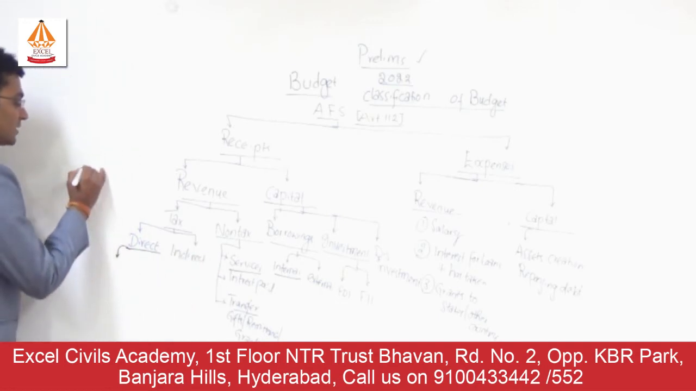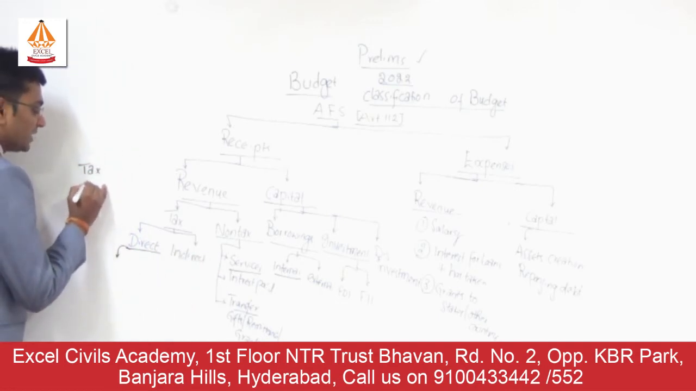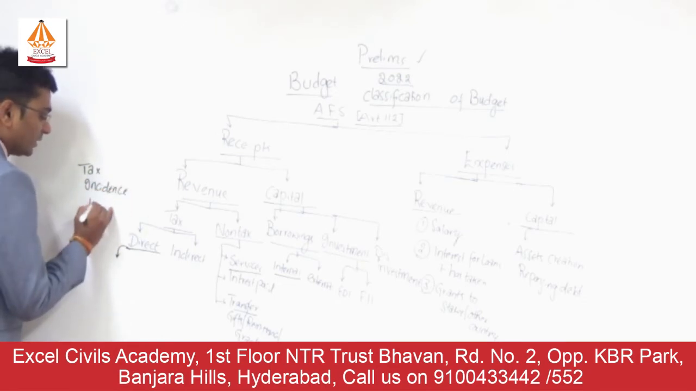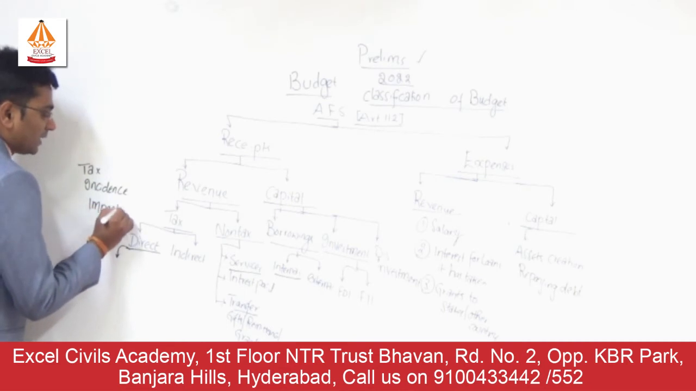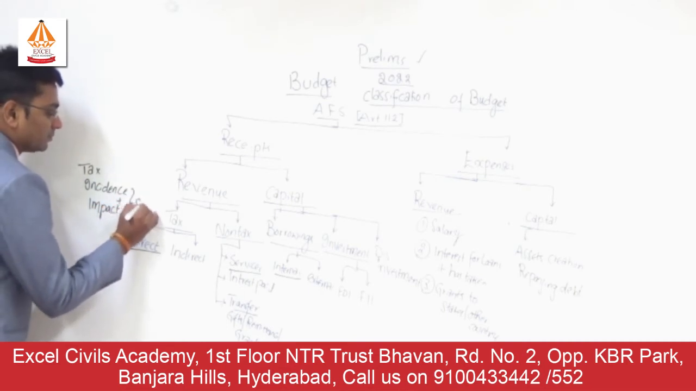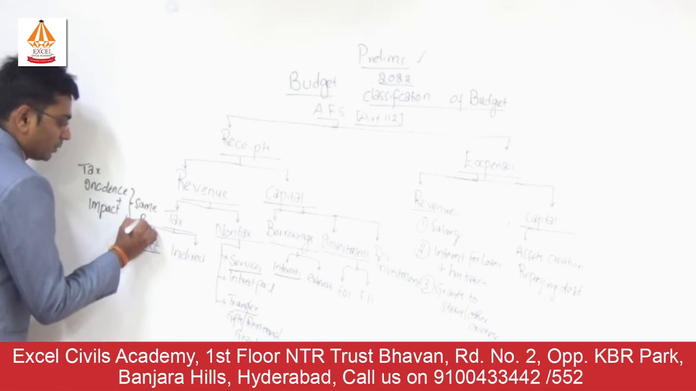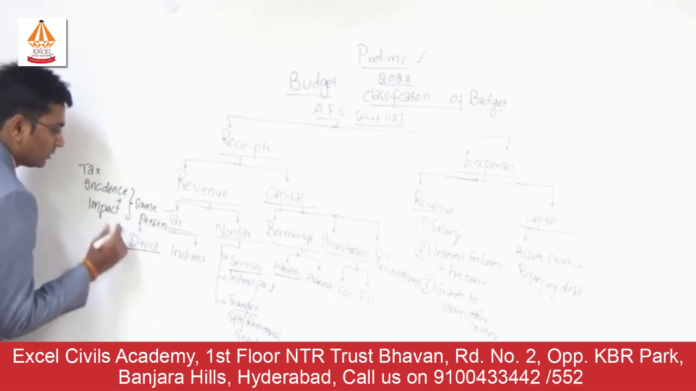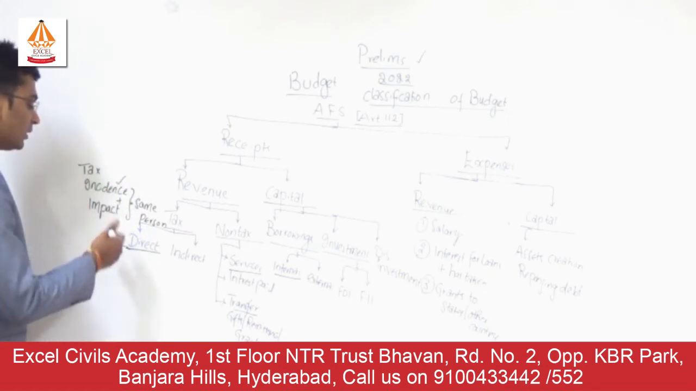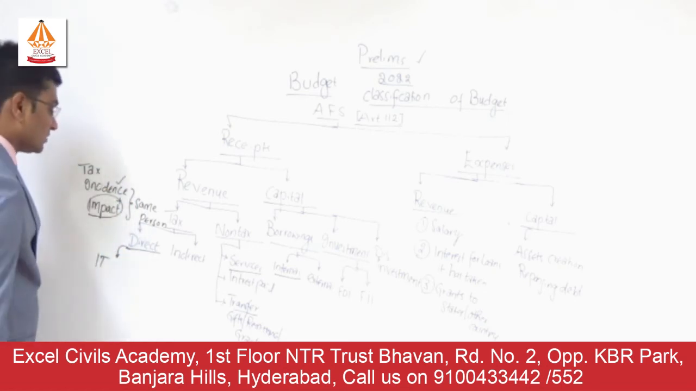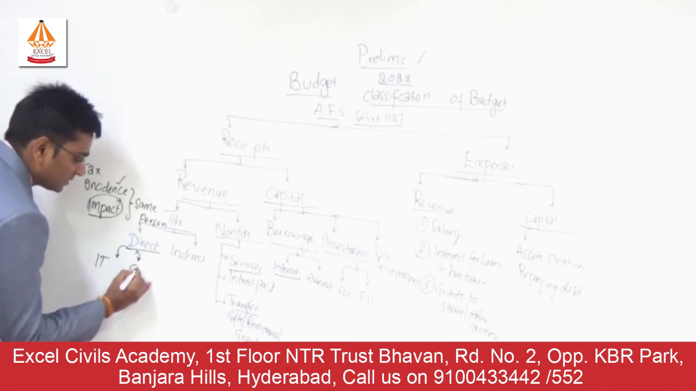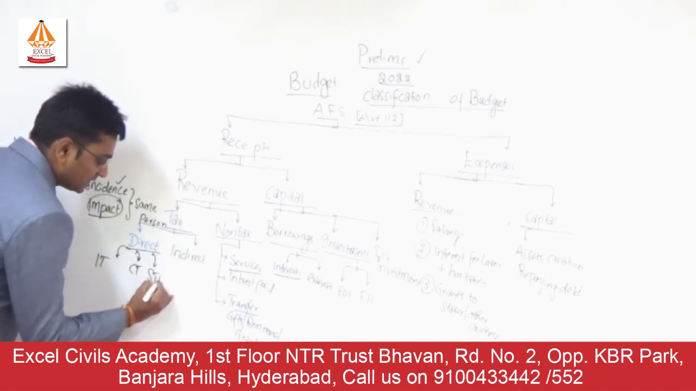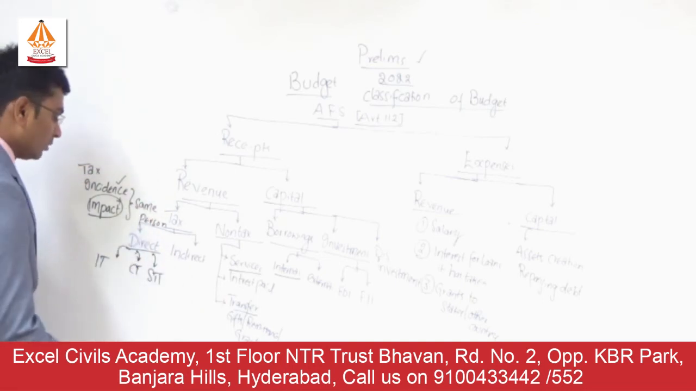Direct tax is a tax where the incidence of the tax and the impact of the tax will be the same. Impact and incidence will be on the same person. For example, the income tax that people pay will be on the people themselves, and the impact will also be felt by the citizens themselves. Corporate tax is another direct tax that you have. Securities transaction tax is another direct tax that you have, right?